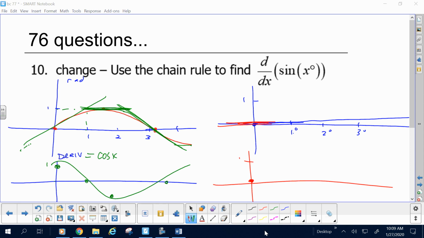And you would see that at 90 degrees it would eventually be 0, but this would still have a wavy component to it, but it would be super squished. You with me? All right.